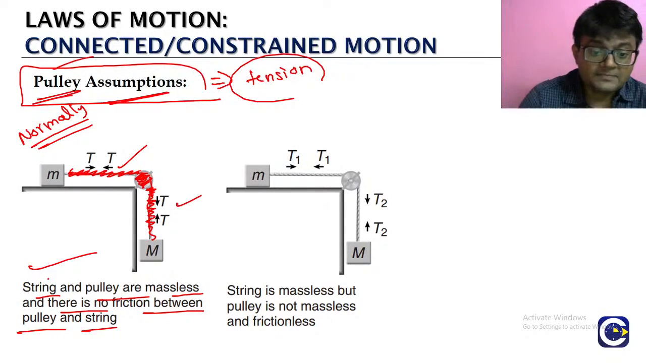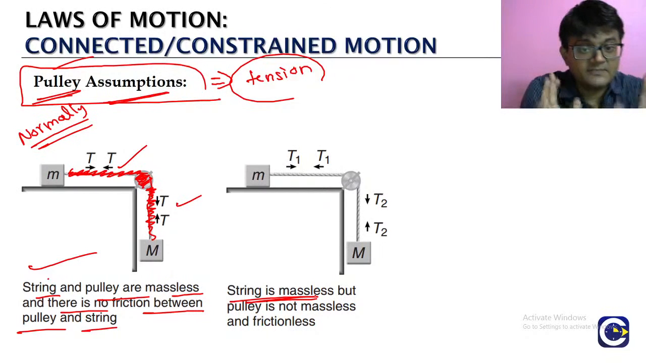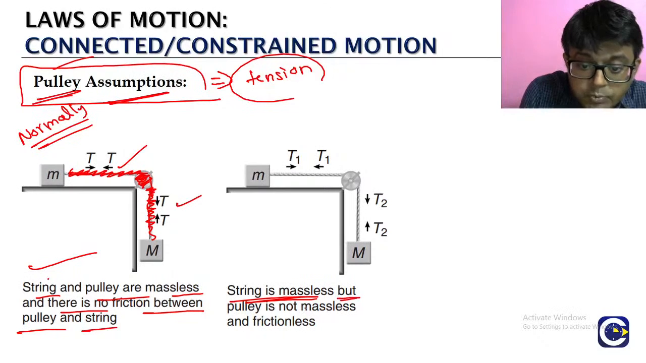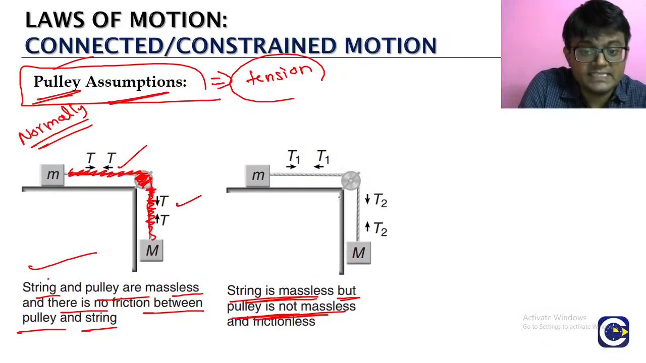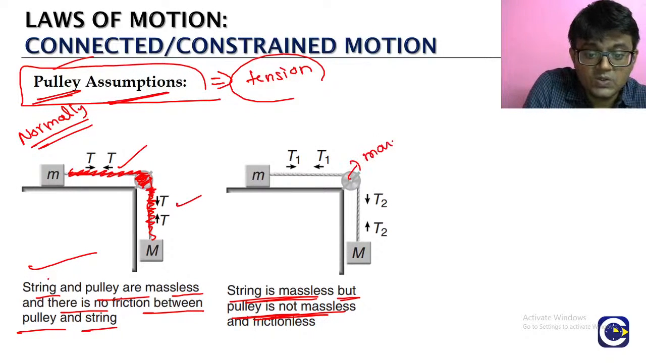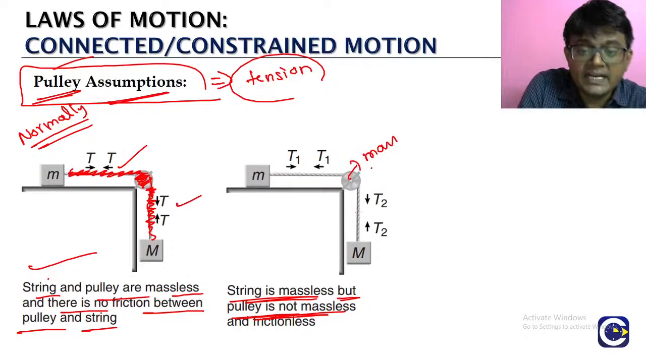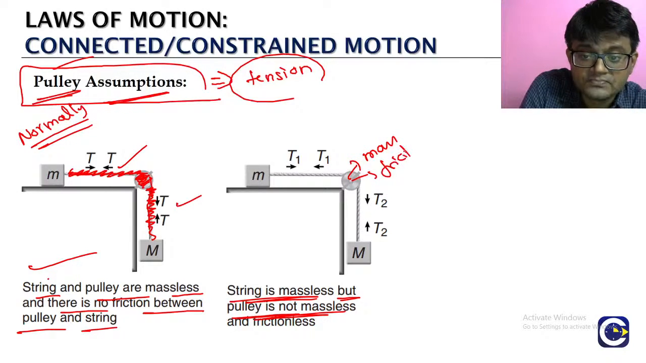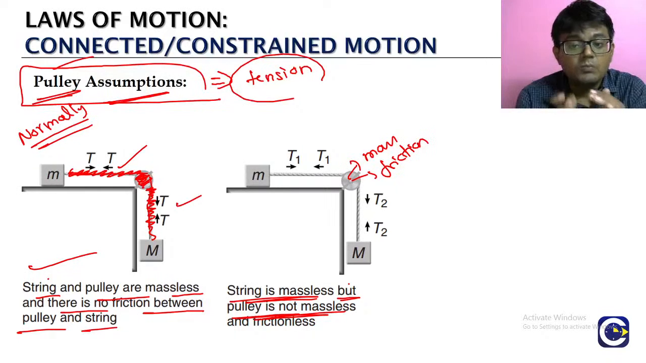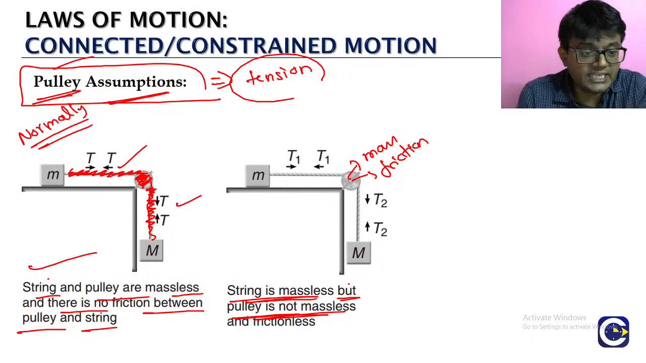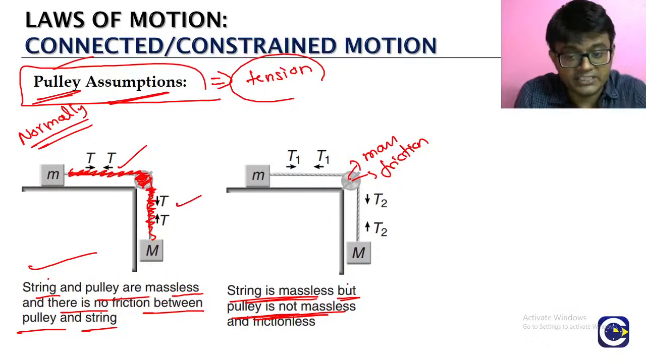Case 2, look: the string is massless, the string has no mass, but the pulley is not massless. The pulley has a mass. Okay, and there is also a friction. What is the main thing we are going to look at in the pulley assumption? Whether the pulley has mass or whether there is friction or not. So what is the first case? The pulley is massless as well as no friction. In this one, the pulley has a mass and there will be friction.